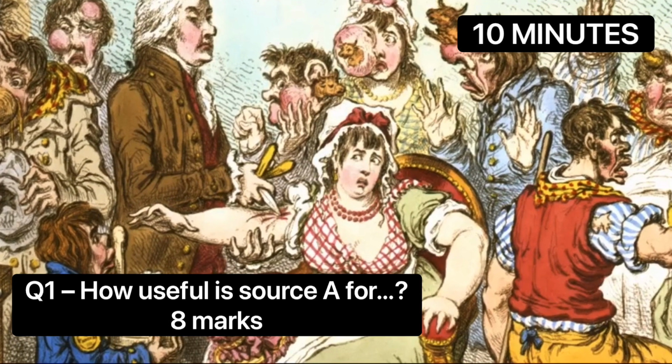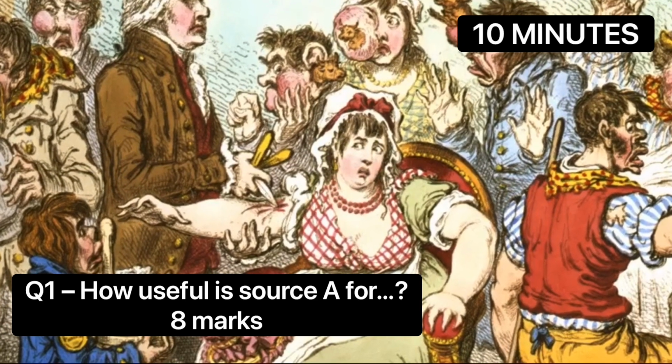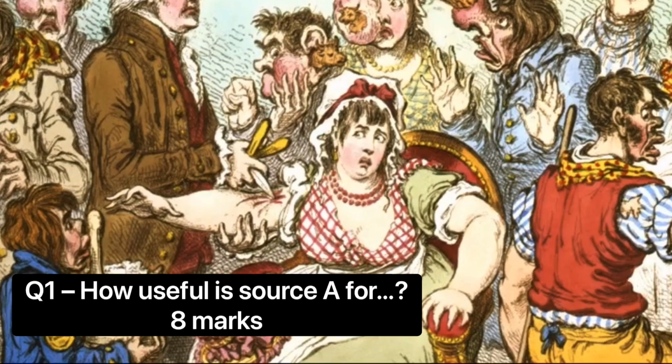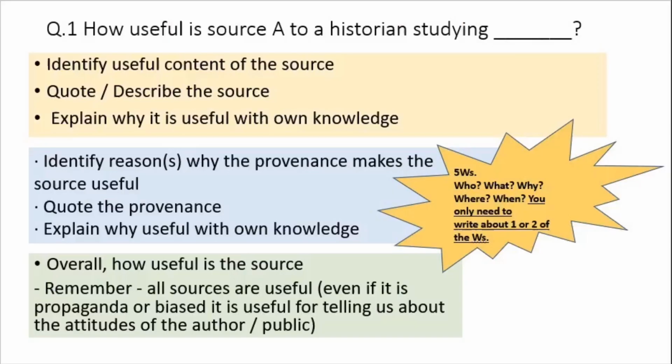The first question is worth 8 marks and you should spend about 10 minutes on this question. This answer needs to be tackled in 3 parts. Firstly looking at the content, then the provenance, and then saying overall how useful the source is.